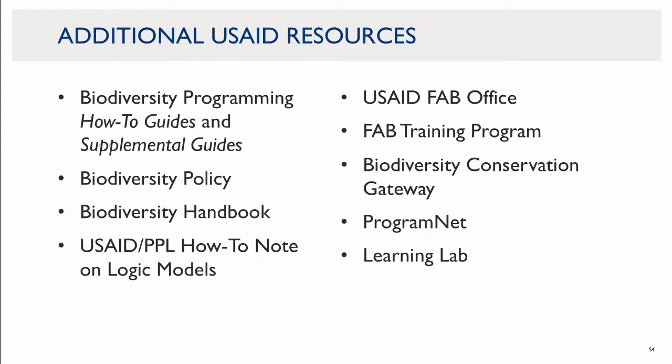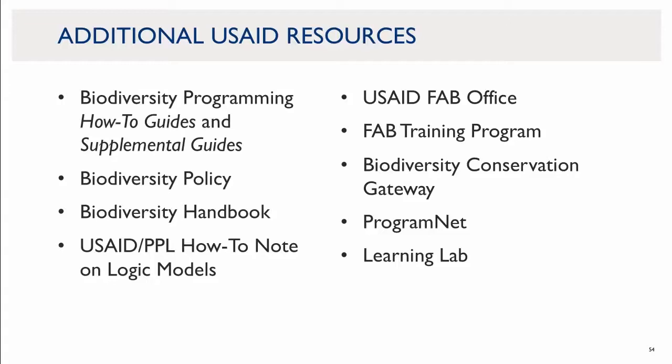The Program Cycle How-To Note, Developing a Project Logic Model, and its associated theory of change, published by USAID Bureau for Policy Planning and Learning, is an agency-level resource. The USAID Forestry and Biodiversity Office has various trained staff and resources available. The FAB office can be contacted by visiting the Biodiversity Conservation Gateway website at the link below this video. For USAID employees, ProgramNet is the internal network home of USAID's collective knowledge and experience implementing the program cycle. ProgramNet is managed by the Bureau for Policy Planning and Learning.